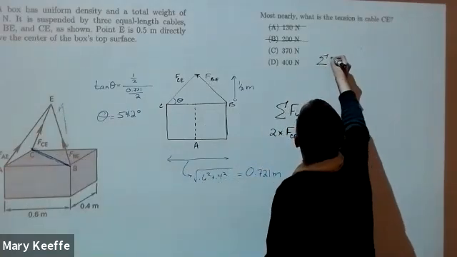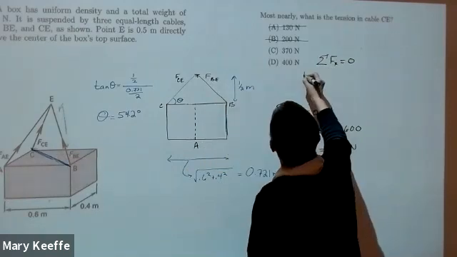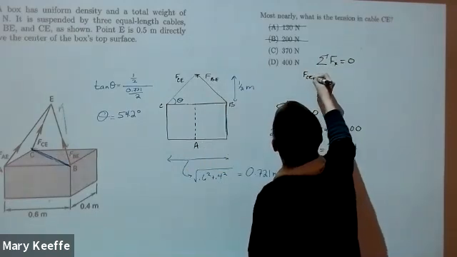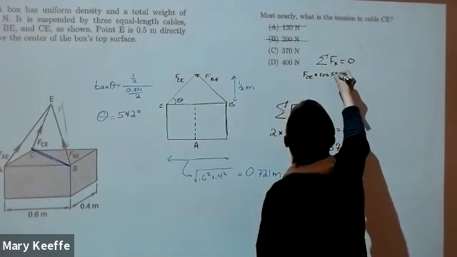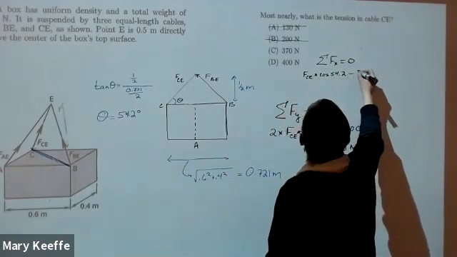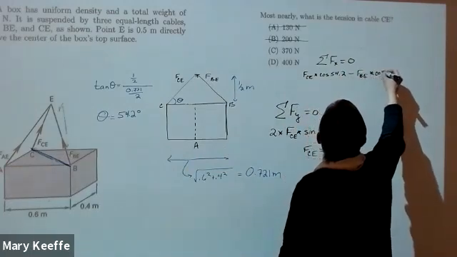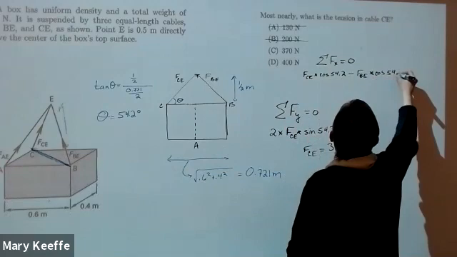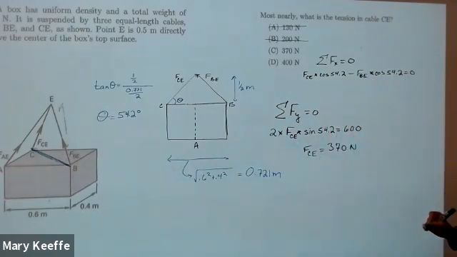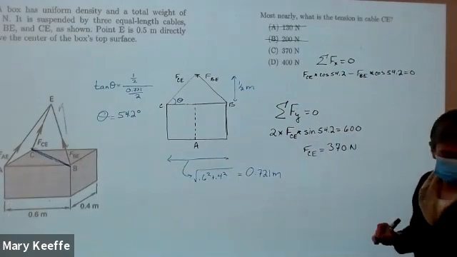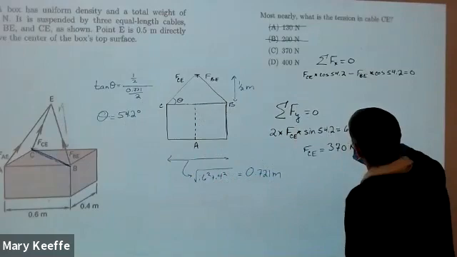Right, but I would get FCE times cosine 54.2 minus FDE times cosine 54.2 is equal to 0. Okay, so then why? The way I've done this in the past, maybe this is a better way to do this.